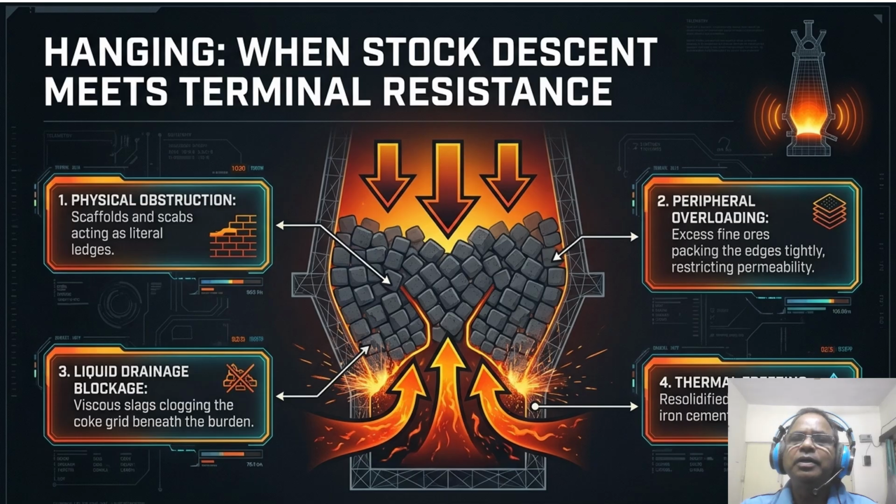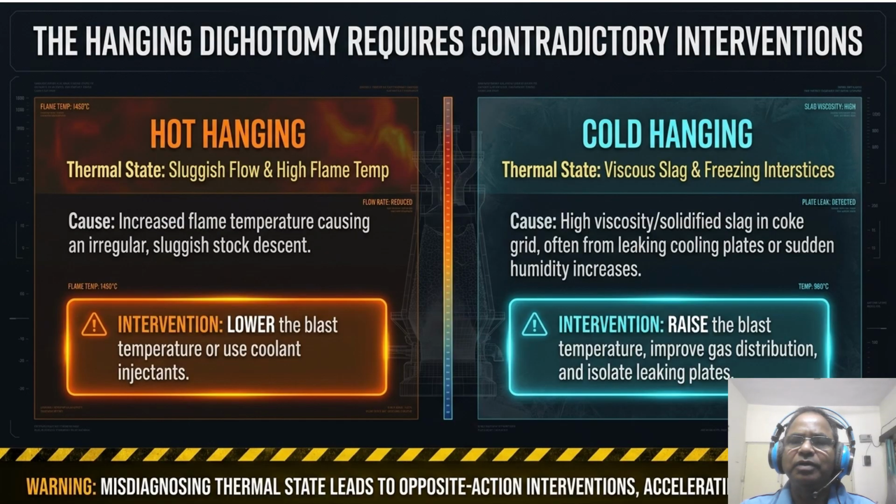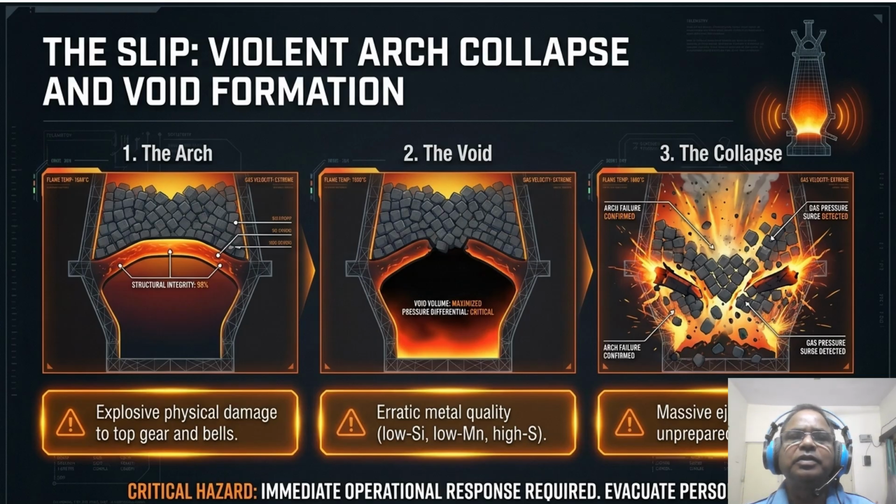So now our next slide talks about the hangs. This is the most critical slide for a shift manager. We have hot hanging on the left and cold hanging on the right. For a hot hang, the cause is high flame temperature making the stock descent sluggish. The intervention is to lower the blast temperature.